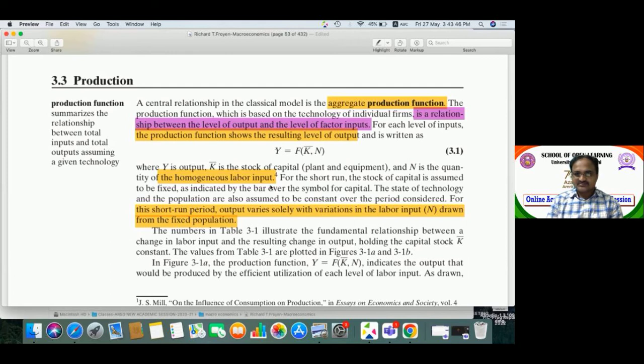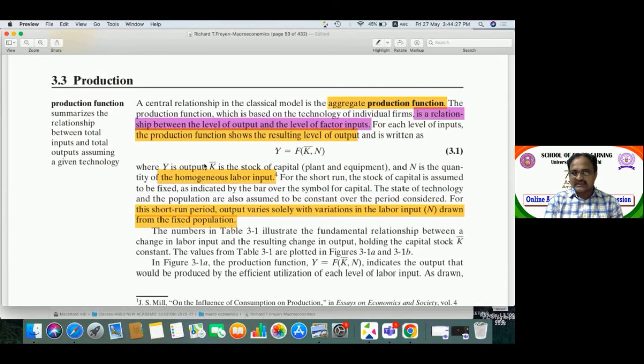This is the one factor in classical economics, which we can also call the real factor. So N is the real factor, that is the homogeneous labor input. Homogeneous means that in terms of quality, in terms of work, in terms of everything, it is the same. All the laborers are equal. That is the homogeneous labor input. K is constant, whatever it is: the plant, equipment, the capital is constant. Only the labor input changes, and the output changes. That is what you can call the classical production function.